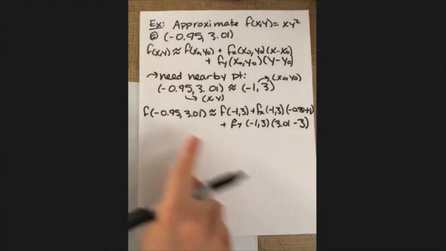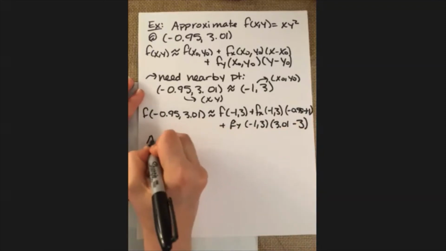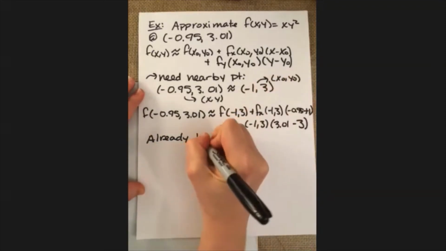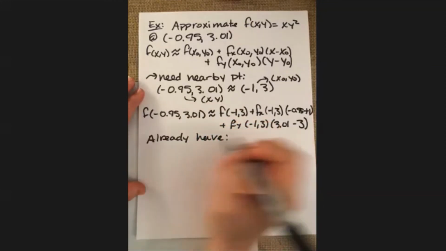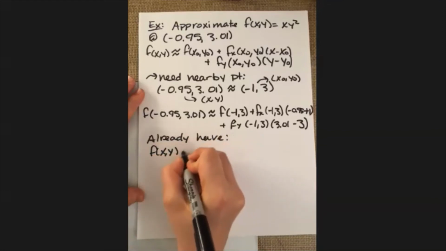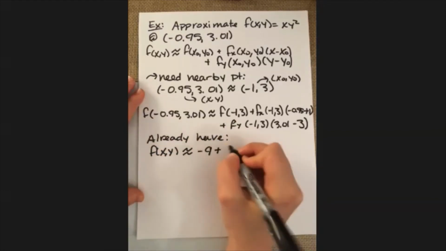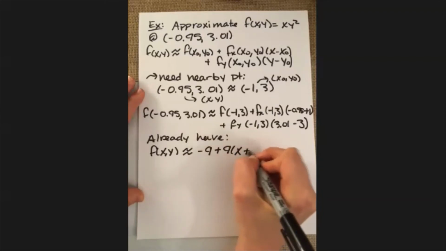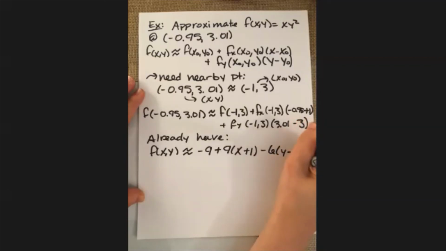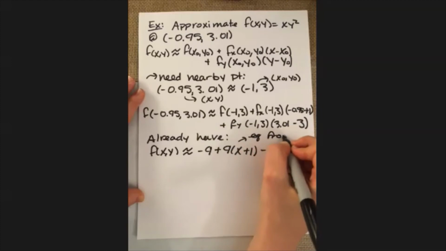And we've actually already worked with something that was really similar to this before. We found the equation for the tangent plane using this point. So we know that we already have that f at xy, generally speaking, is approximately equal to negative 9 plus 9 times x plus 1 minus 6 times y minus 3. And again, this is the equation of the tangent plane from earlier.